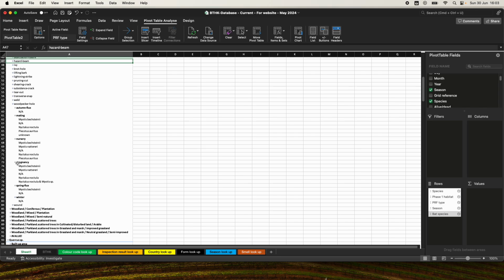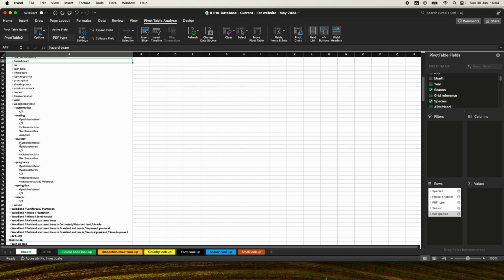So here we can see in the pregnancy period, bear in mind this is a time frame. It's not saying that these are pregnant bats. This is the time of year. So pregnancy is May to June, and nursery is July to August.